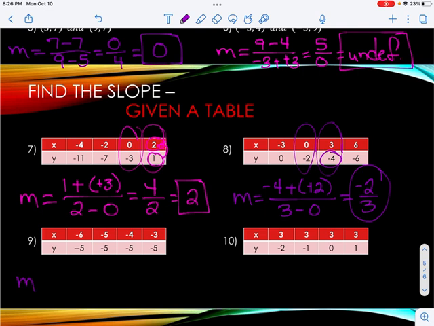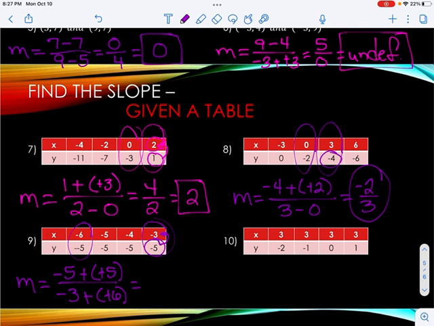Okay, let's try number 9 here. So we start in. First thing we got to do is pick 2. Let's do this one here and this one. Doesn't matter. So I'm going to start here with the negative 5. So negative 5 minus negative 5. And then, since I did the negative 5 first, I need to do the negative 3 minus negative 6. So remember, minusing a negative turns to adding a positive.